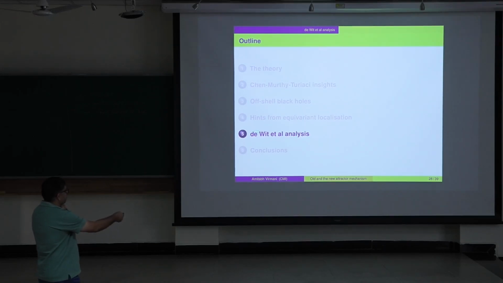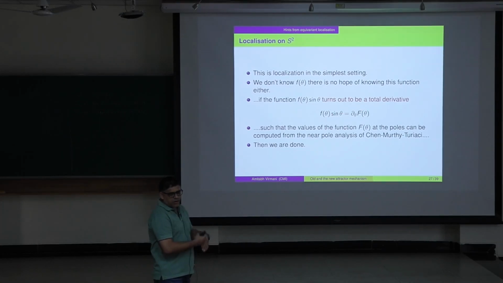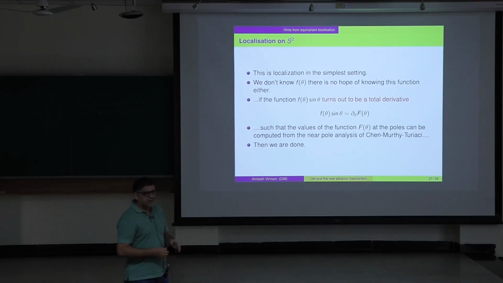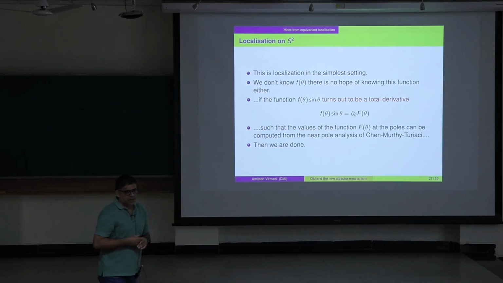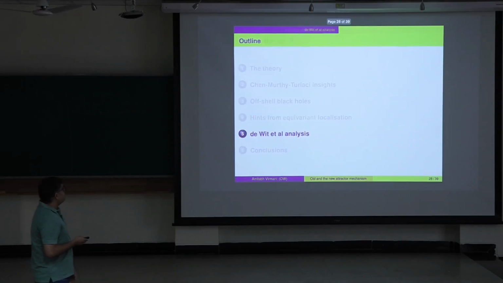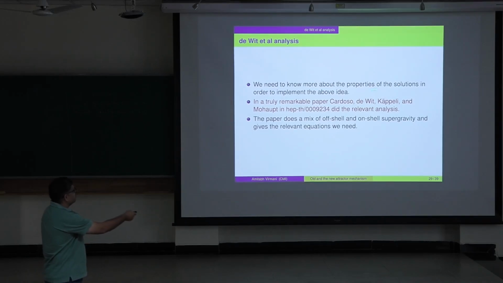So this comes from this paper. You want to show that f of theta sine theta is a total derivative, and not only a random total derivative, because in one dimension every function is a total derivative. That function we should be able to calculate using Chen, Murthy and Turiaci's analysis at the poles. Okay, so de Wit et al. gave us formulas for doing this. So we need to know more about the properties of the solution in order to implement this idea.